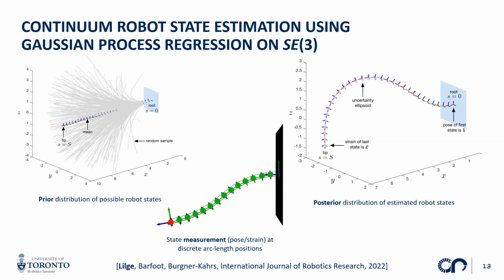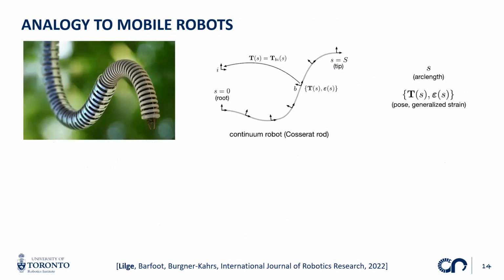But before we do that, I actually want to talk about a very interesting analogy. There's a very nice analogy between continuum robots and mobile robots. If we look back very briefly at how we model the shape of a continuum robot, we have the center line that is parameterized along the arc length S. For every point along this arc length S, I can describe the pose and my state variables to describe its shape.